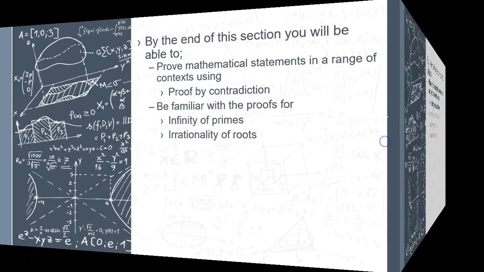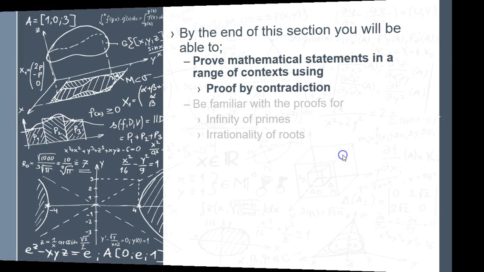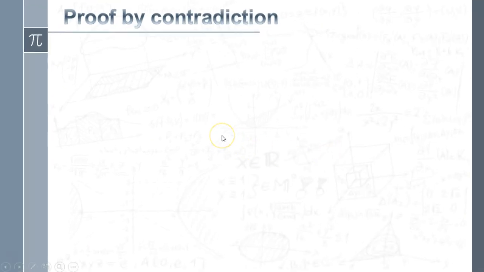But what we're going to do in this video is have a look at proof by contradiction. And this section on infinity and primes and irrationality of roots is something we'll look at in another video. Those are two classic proofs, standard stuff that you need to know. So, here we go. Proof by contradiction. Let's just go through the principles to begin with.